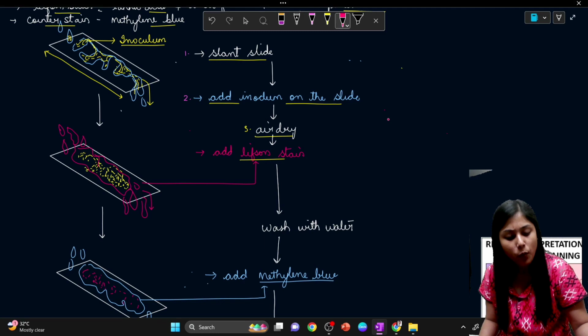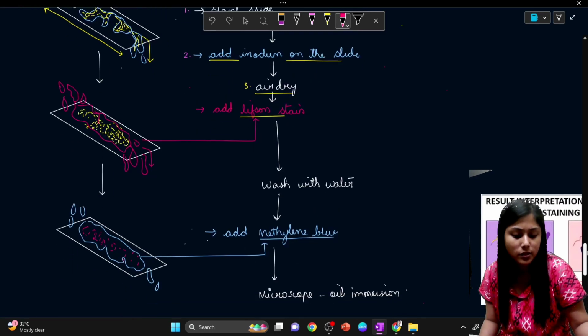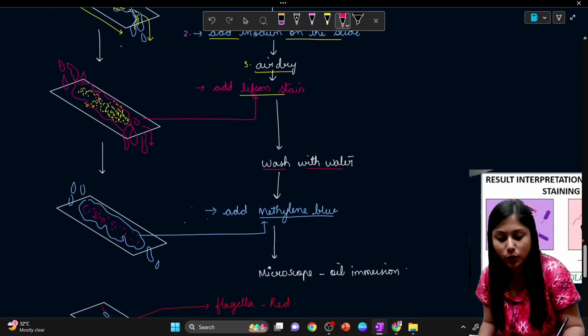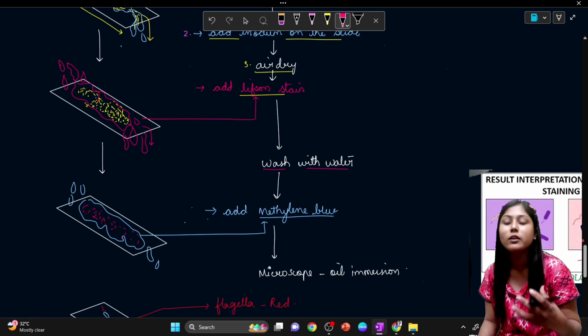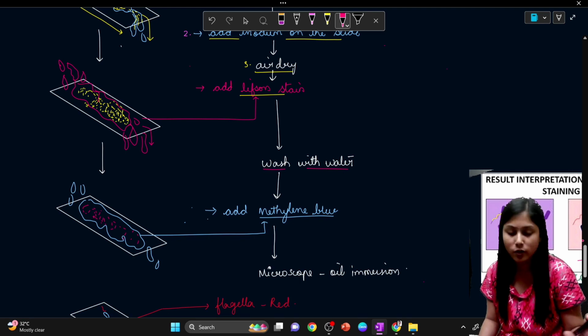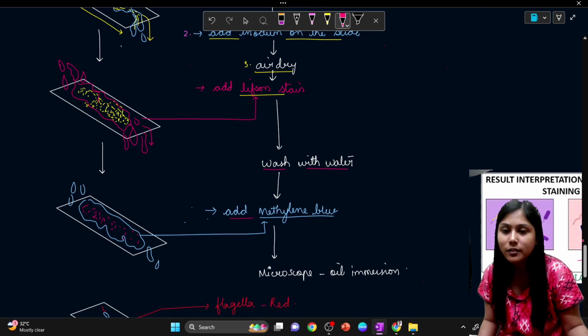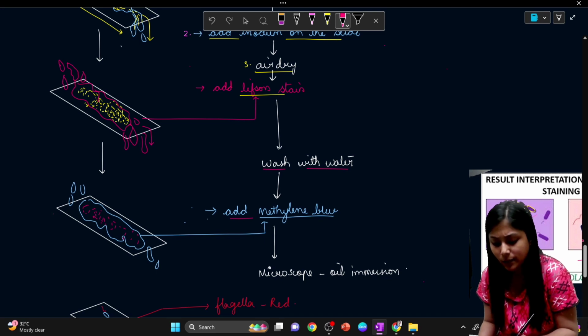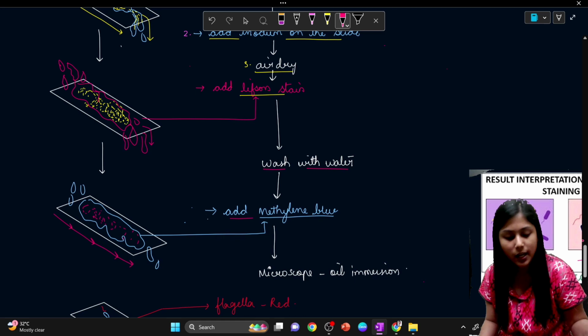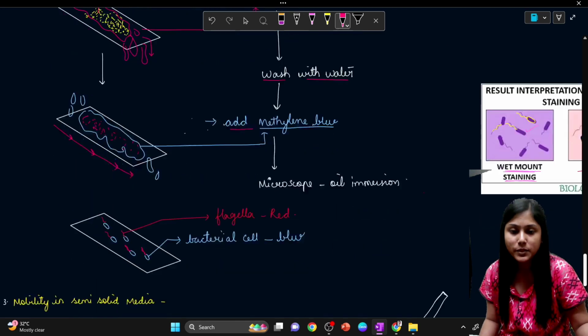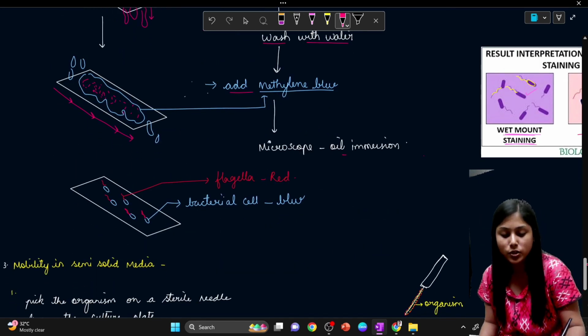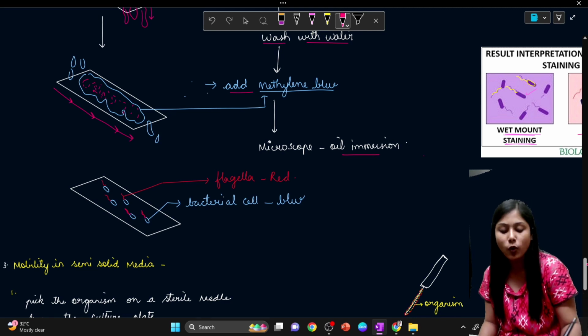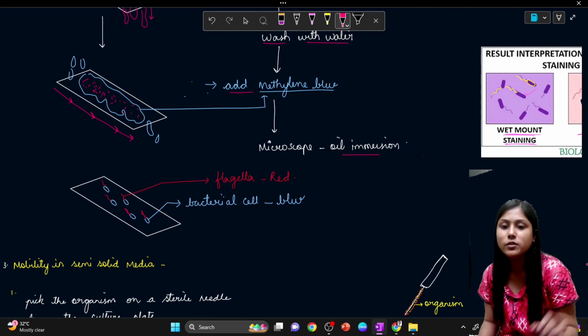Right now what we are going to do is wash the slide with water so that any extra stain, if it's there, will get washed off. And then I'm going to add methylene blue. Simple as that. The same thing, keep the slide in slant position and add the methylene blue in this manner. Okay. Now once the steps are done, you will observe it through oil immersion through the microscope. You will use the oil immersion method to observe it.